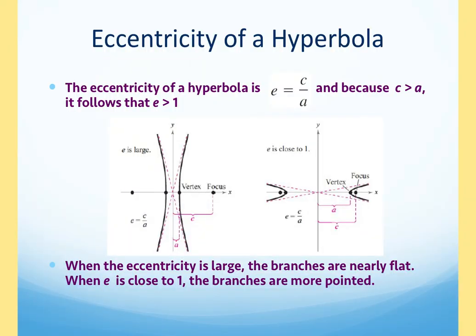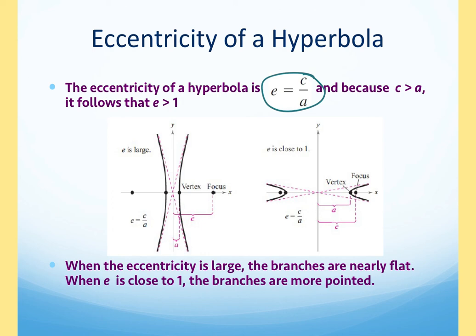The eccentricity of a hyperbola is similar to the eccentricity of the ellipse. It is still c over a. The difference is that now it would be greater than 1. Because your c is going to be bigger than a, your fraction is going to result in something that's an improper fraction, which is what it should be.